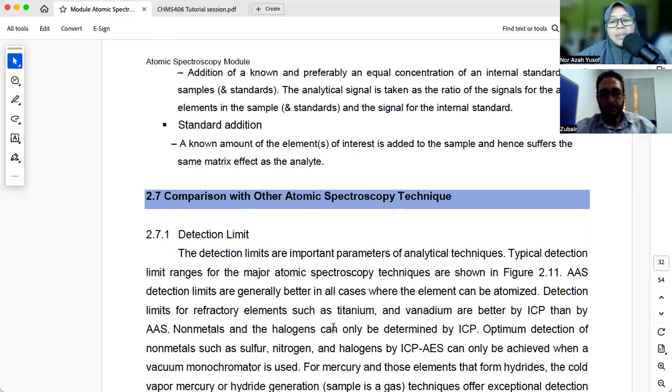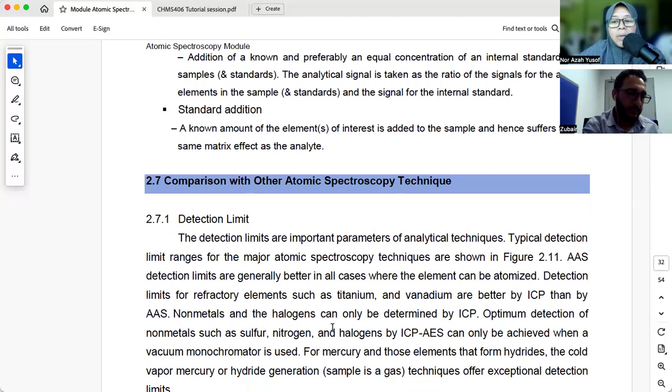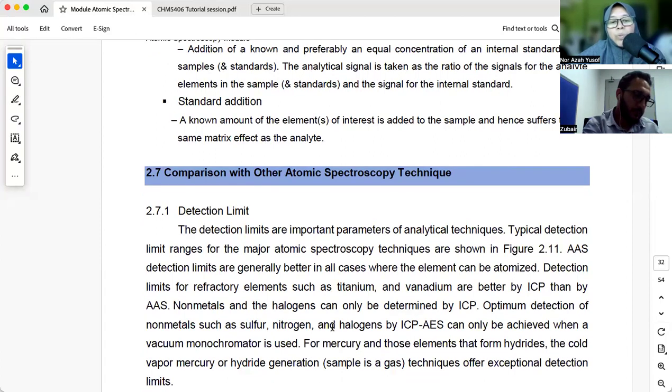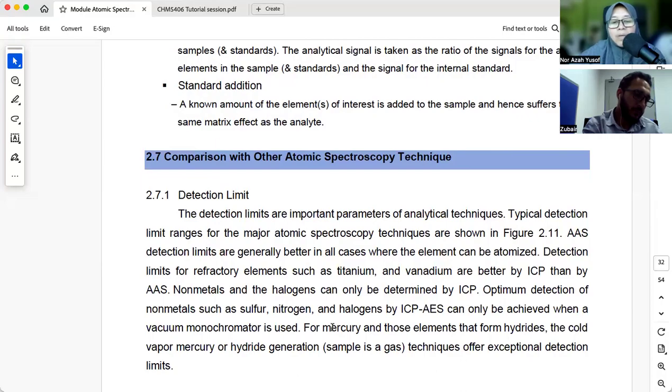It's not all, yeah? So you have to check with the manufacturer of the machines. Optimum detection can only be achieved when vacuum monochromator is used. So that one, you have to check with the manufacturer.